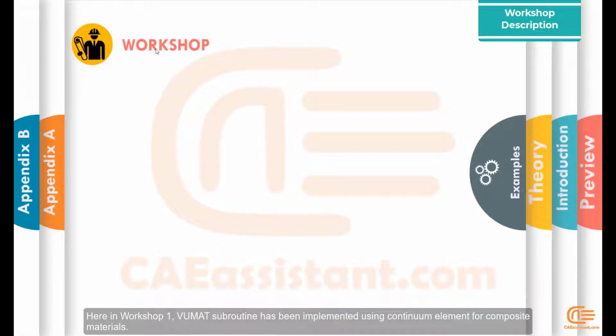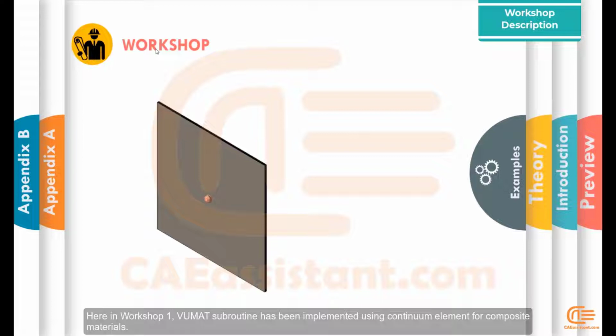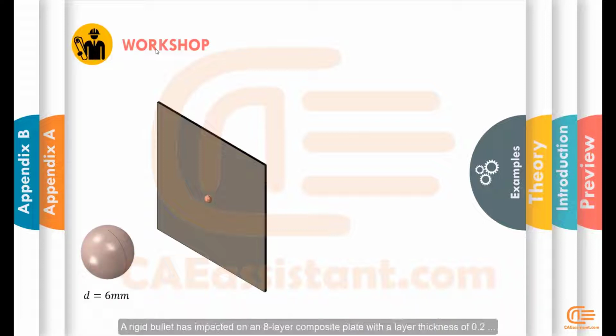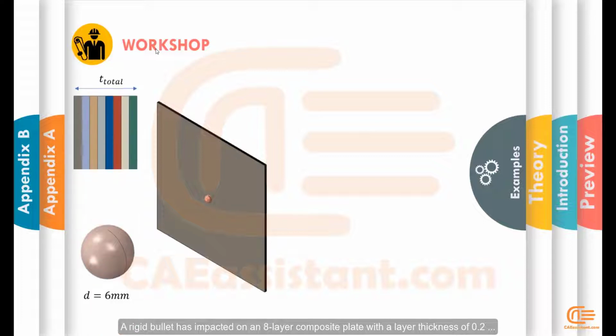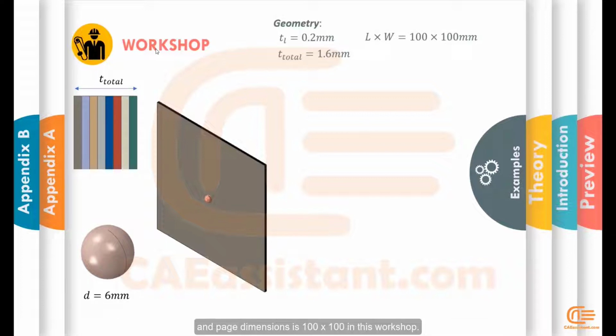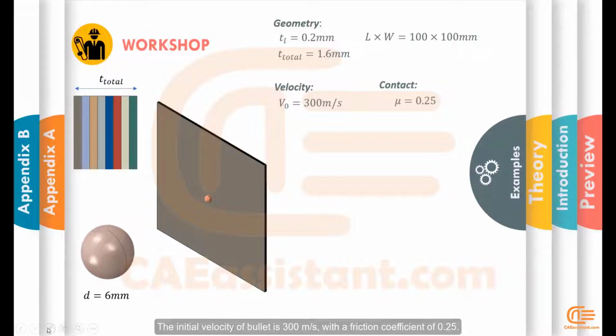Here in Workshop 1, the VUMAT subroutine has been implemented using continuum elements for composite materials. A rigid bullet has impacted an 8-layer composite plate with a layer thickness of 0.2 and plate dimensions of 100 by 100 in this workshop. The initial velocity of the bullet is 300 with a friction coefficient of 0.25.